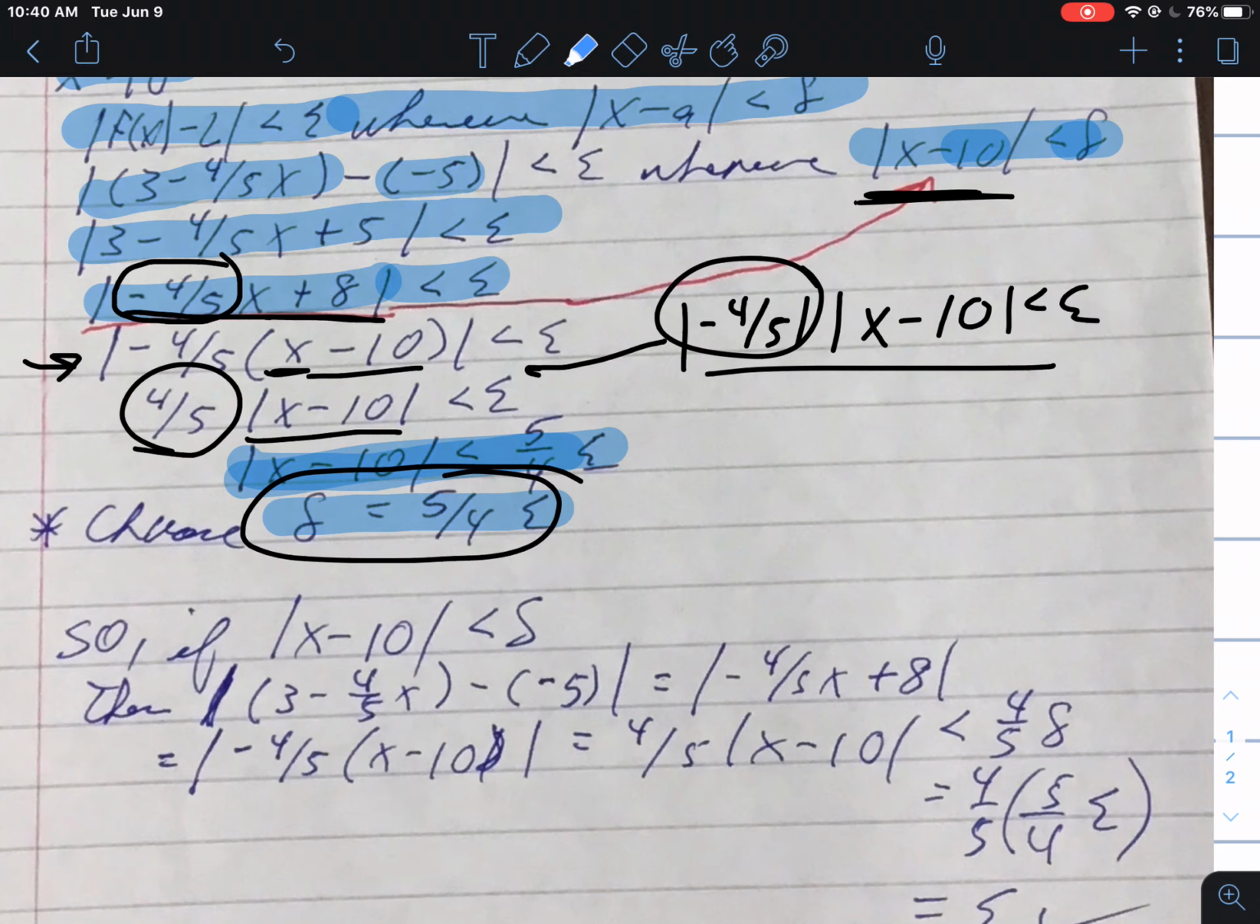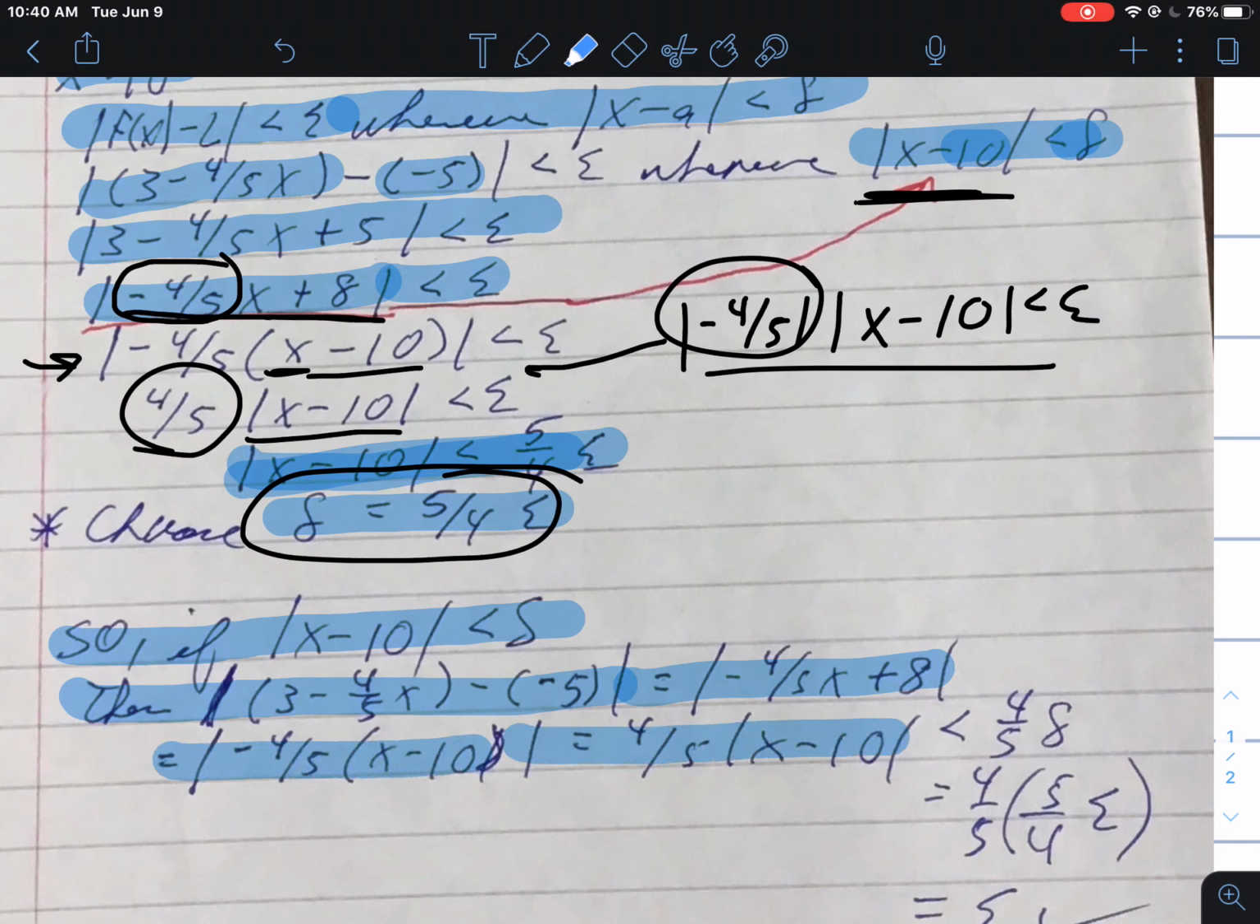We go in reverse. So we'll say if the distance between x and 10 is less than delta, then the distance between f of x and L, which is this, which is that, which is that, and again, that's essentially exactly what we did previously. All of this is exactly the same thing that we did above.